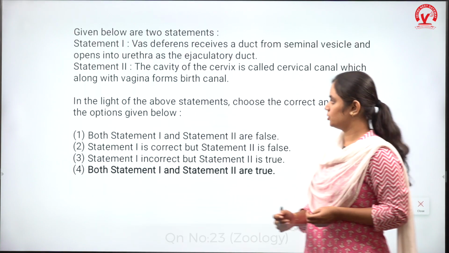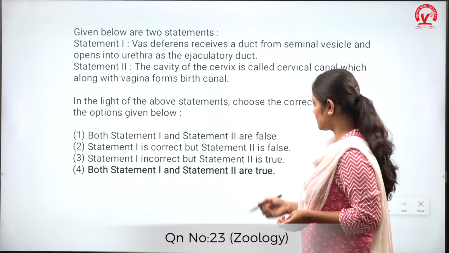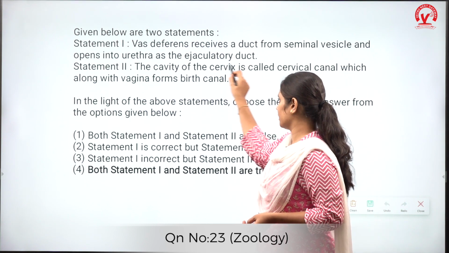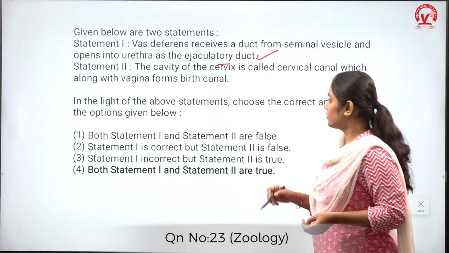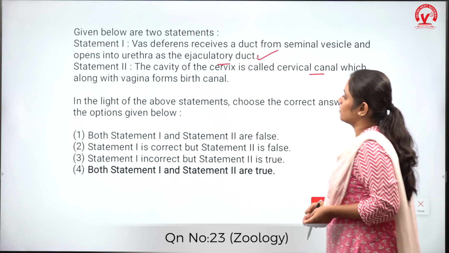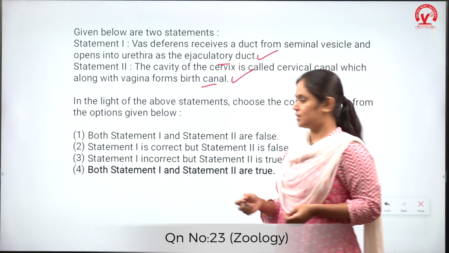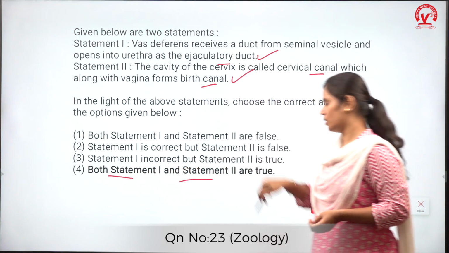Option 1. So, statement question. Statement 1. Vas deferens receives a duct from seminal vesicle and opens into urethra as the ejaculatory duct. Statement 1 is correct. The cavity of the cervix is called as cervical canal, which along with vagina forms birth canal. Statement 2 also correct. So, both statements are correct. The option will be both statement 1 and 2 are true.